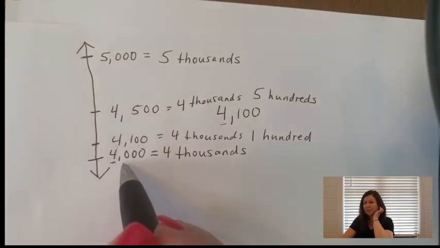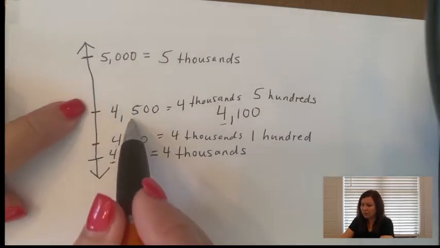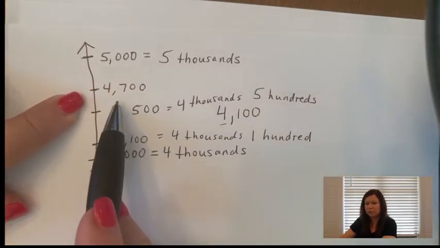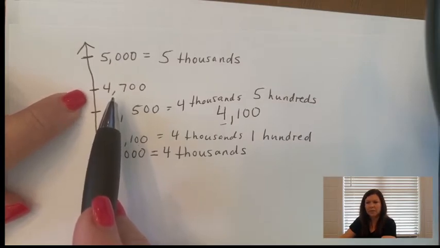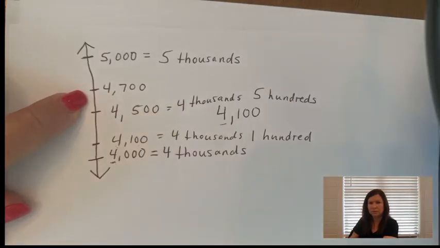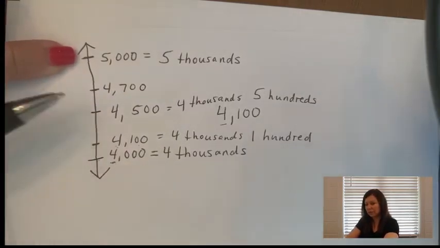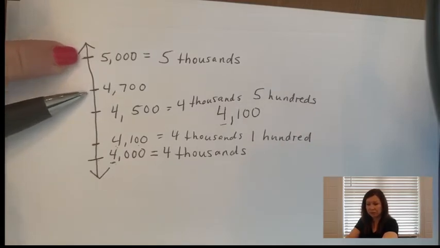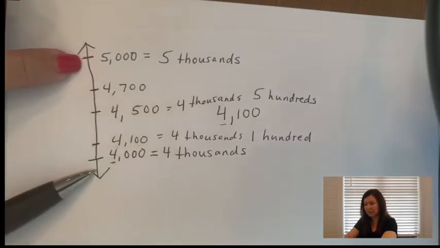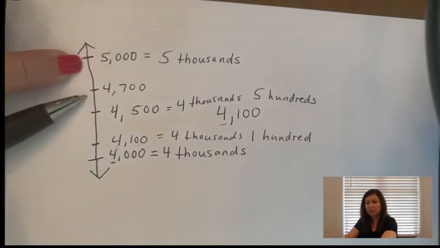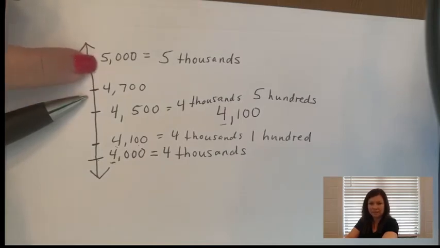Okay, what if, let me give you another number. Okay, 4,700 would be right here on our vertical number line. Okay, what about 4,700? What is that near? What is that closest to? That's correct. It would round to 5,000 because 4,700 is nearer to 5,000 up here than it is down here to 4,000. So therefore we would say 4,700 rounded to the nearest thousand is 5,000.